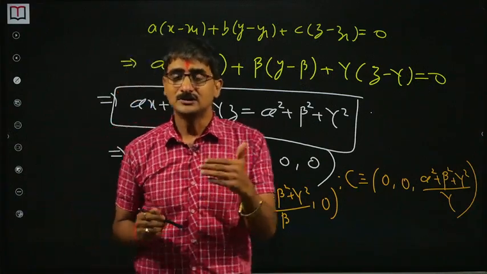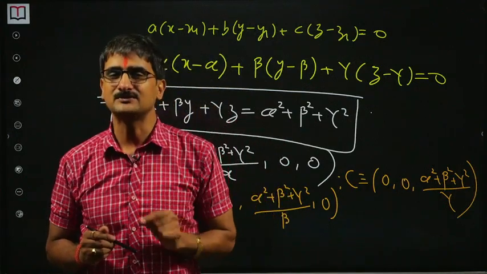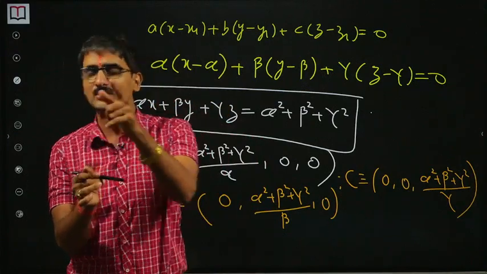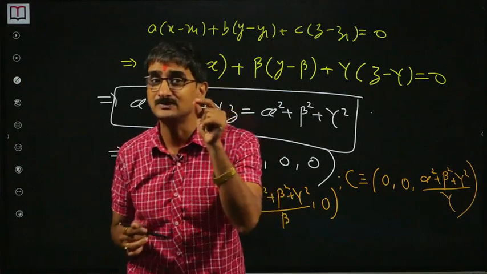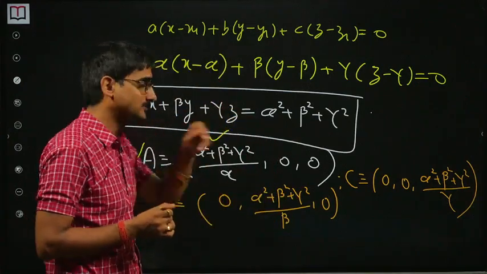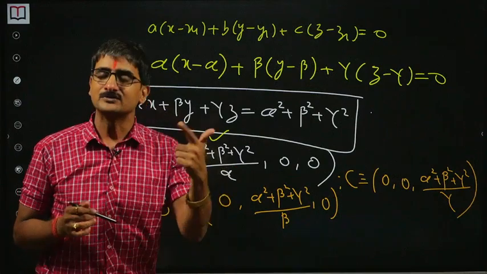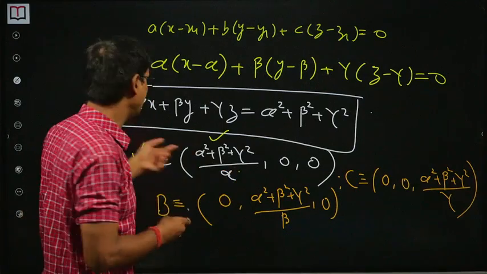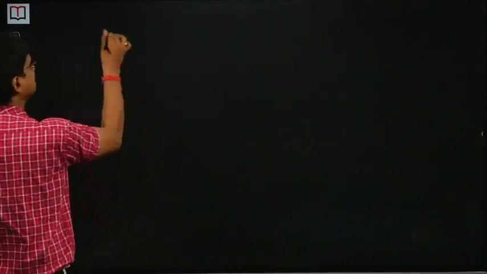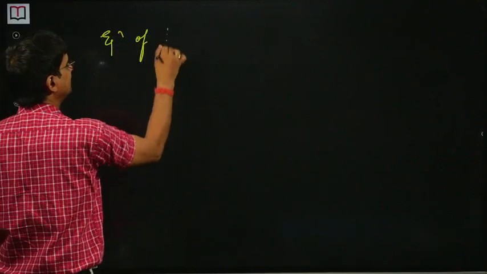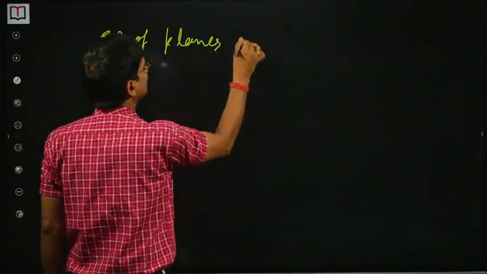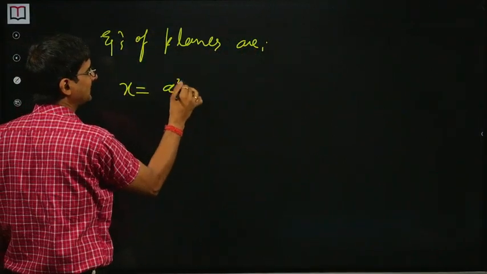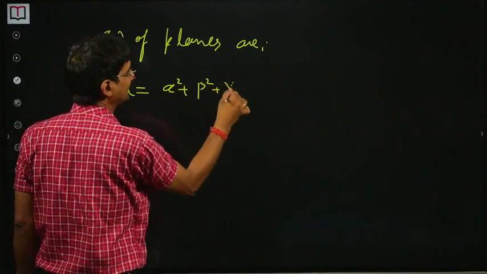And we know the equation of yz plane is x is equal to 0. So if there is a plane which is parallel to yz plane, the x coordinate is going to be a constant. So if we know the x coordinate of the point through which that plane passes, the equation of that plane will be x is equal to constant, where the constant is this. So hence I can write the equation of the plane as x is equal to alpha square plus beta square plus gamma square by alpha.